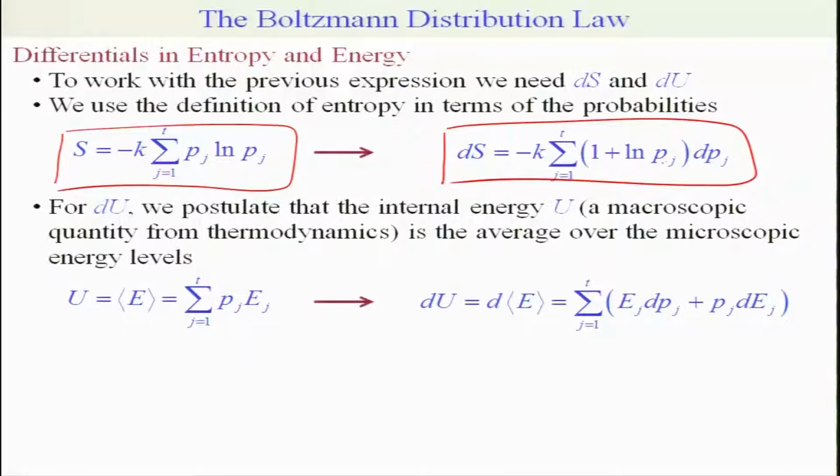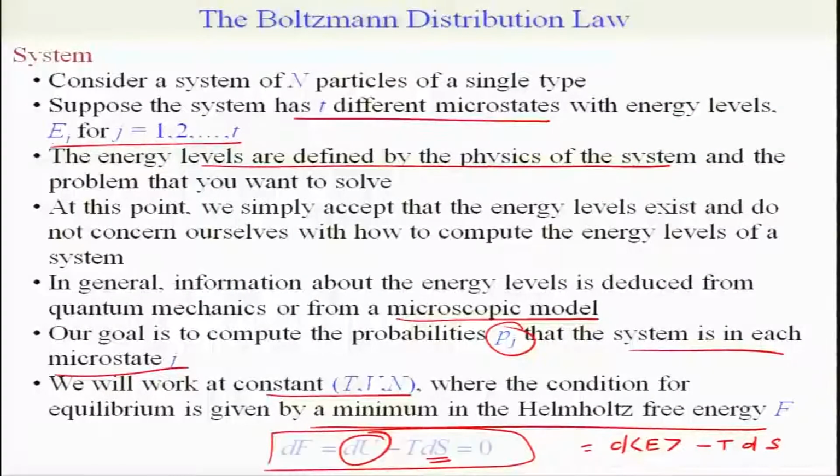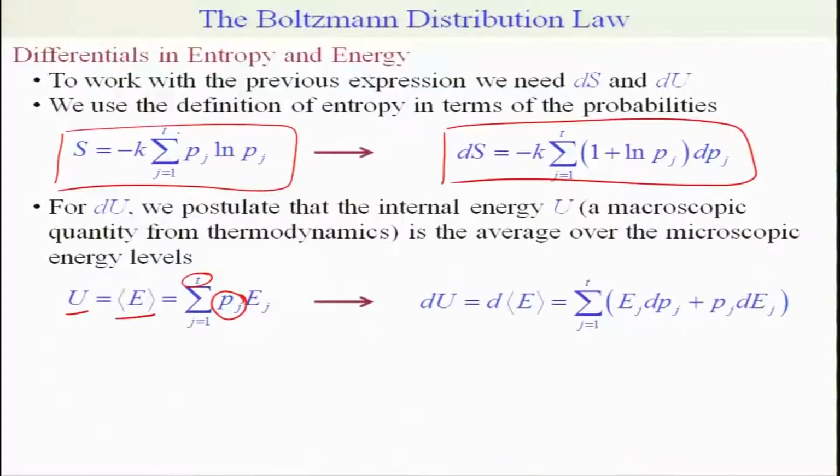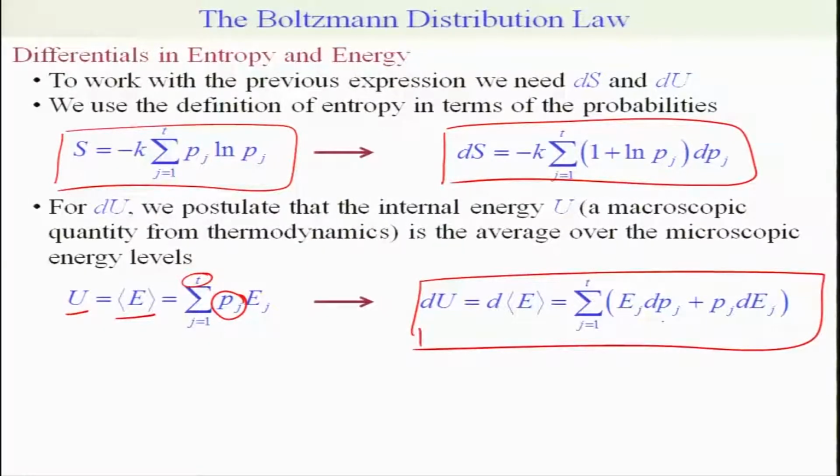dS of course, in terms of dP we have written here, and U is now an average of E, we can write as the summation of the probability of each microstate multiplied by Ej, where j is equal to 1 to t. The system has t different microstates with different energy levels, as we said earlier. Having said that, now you can take the derivative of U, which will be in this case.